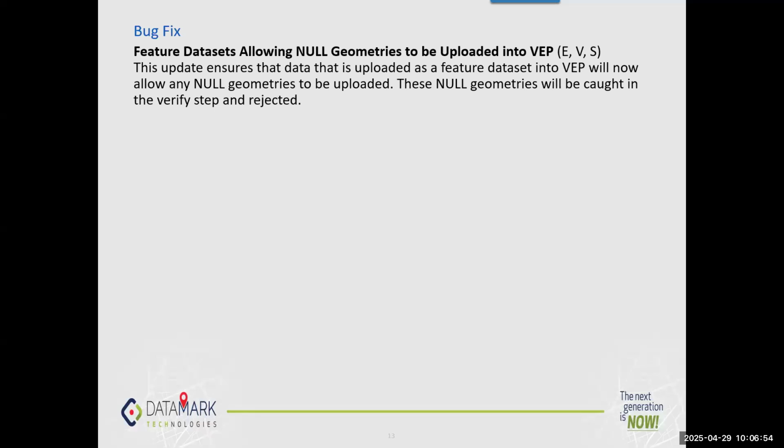And then another bug fix, feature data sets. So a data set with null geometry: if you have a data set that has a null geometry in it, it will not allow those null geometries to be uploaded. They'll be caught in the verify step.